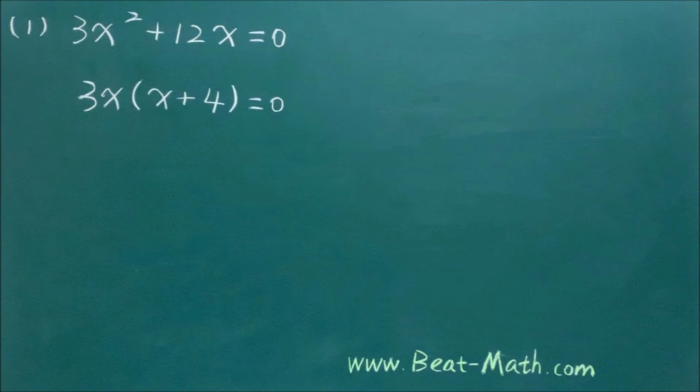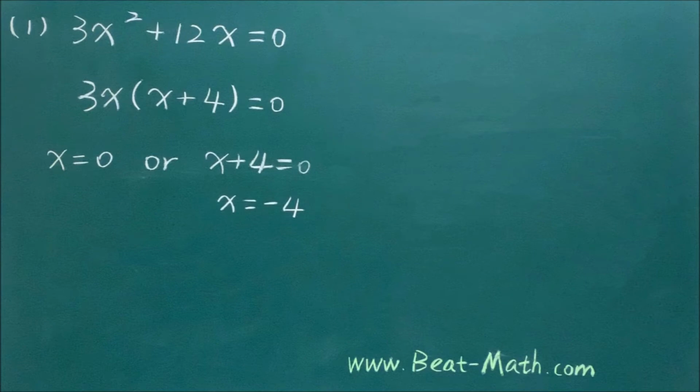We already know when the product of two terms is 0, then at least one of them should be 0. Here, the equation equals 0, so x or x plus 4 should be 0. And we get the solution x equals 0 or x equals negative 4. We usually call the solution of quadratic equations roots. Here, the roots are x equals 0 or x equals negative 4.